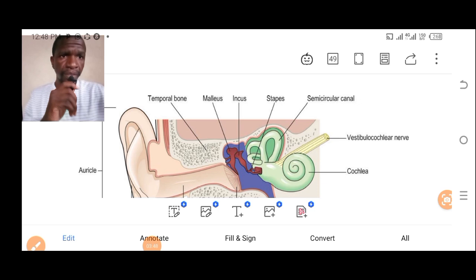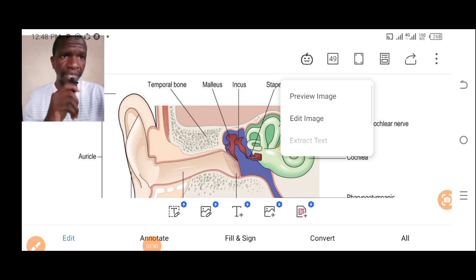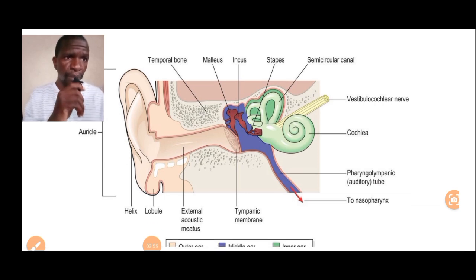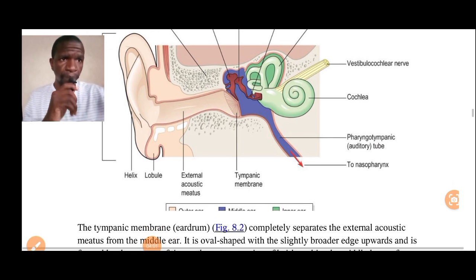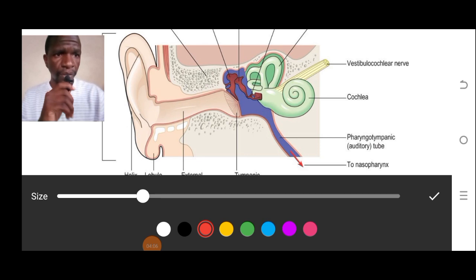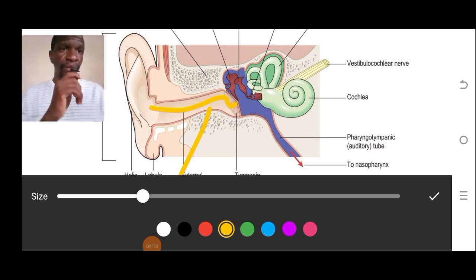So we have the temporal bone, the malleus in the middle ear, the incus, the stapes, the semicircular canals, vestibulocochlear nerve, cochlea, pharyngotympanic auditory tube, external acoustic meatus. Let me highlight the external acoustic meatus. This is the canal which goes right to the eardrum. It is the S-shaped canal that extends from the outer ear right to the tympanic membrane or the eardrum.